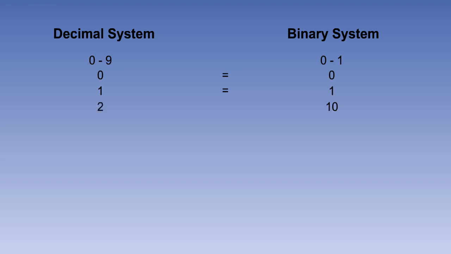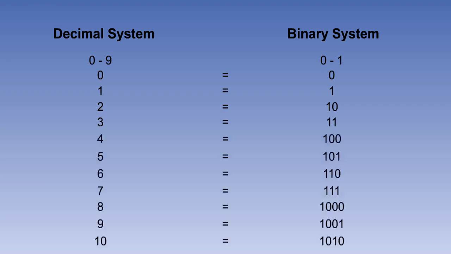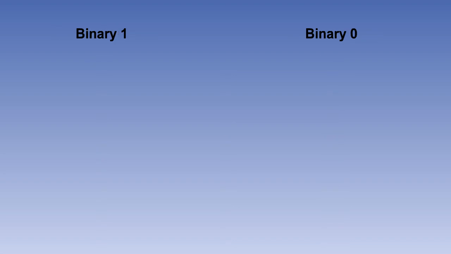Decimal 2 is represented in the binary system by 1, 0. Decimal 3 by 1, 1, and so on, as shown on the screen. Logic gates take an input of one or more binary values of either 0 or 1 and output a single value of 0 or 1.